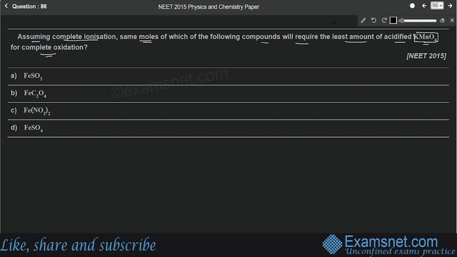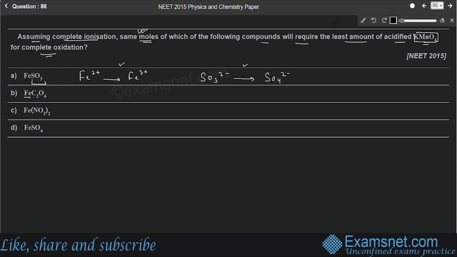Now here it is given that all the given compounds have same number of moles. Okay, so number of moles are same. Now we have to see which one will require least amount of potassium permanganate for complete oxidation. So let's see, in the first one we have FeSO3. So this Fe2+ will get converted into Fe3+ ion. Okay, and then the second part is SO3. So in this case what will happen? SO3 2- will get converted into SO4 2-. Okay, so two types of oxidation have to be done by the potassium permanganate here.